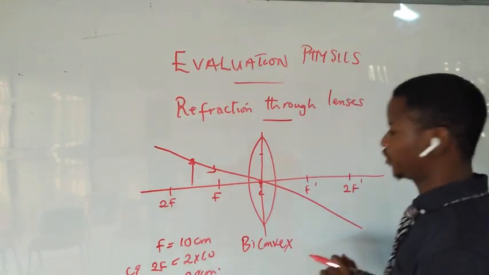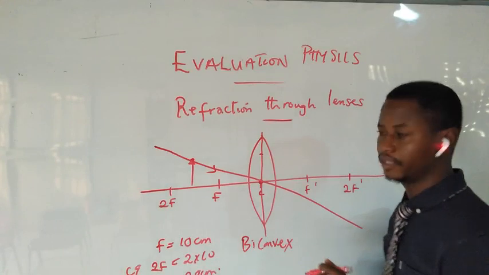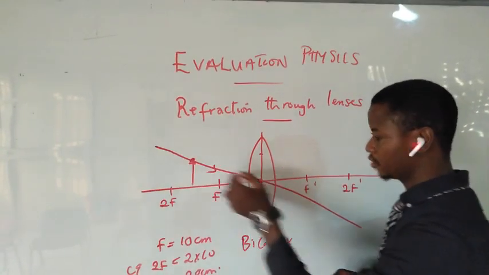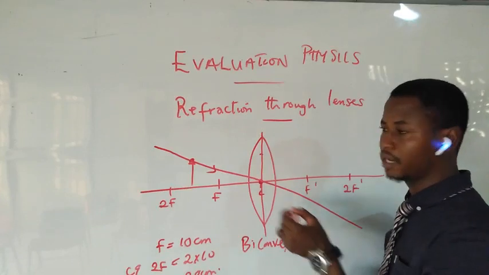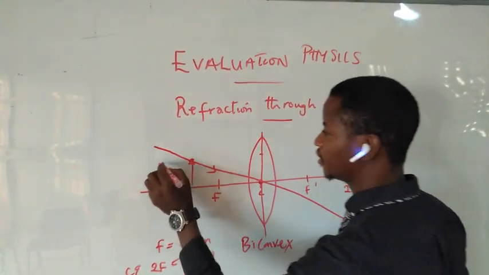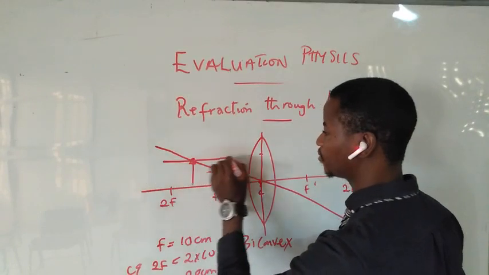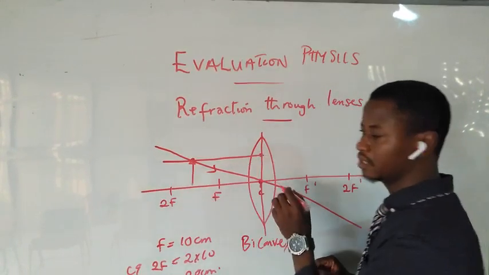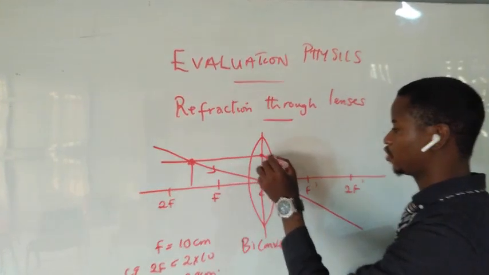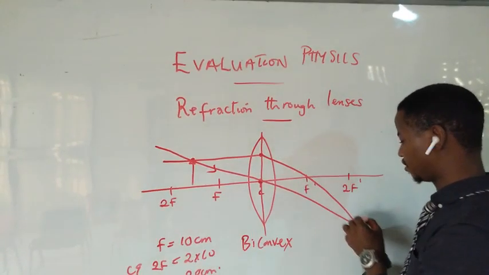So let's do the second diagram. The first one again is from the head through the optical center. A line is drawn to join those 2 points together and cut across the lens to the other side. The other line is the line that is drawn parallel to the principal axis, meets the lens at this point, and it converges through this point F to the other side.